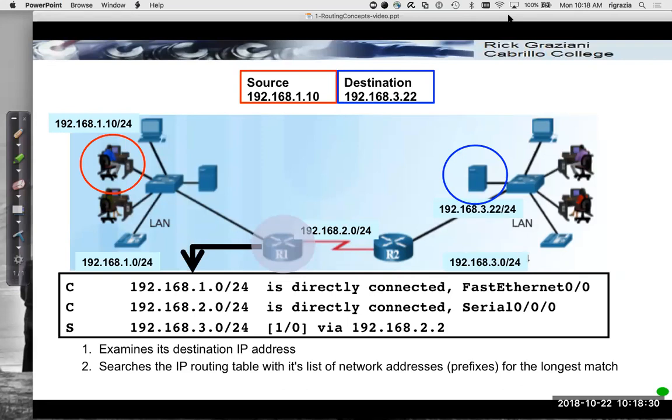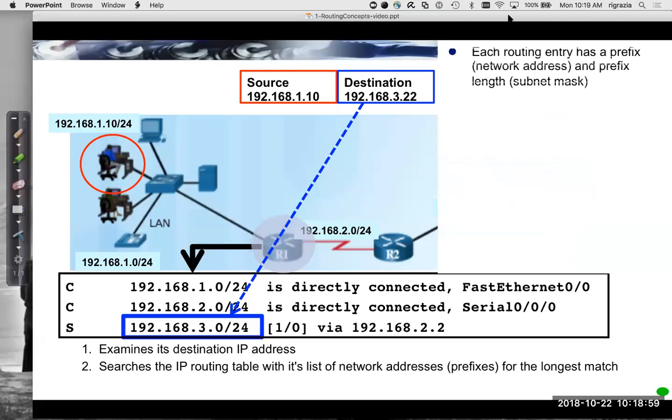An IP routing table has a list of network addresses, also called prefixes. What it's going to search for is what we call the longest match, or the longest prefix match, or longest bit match. So here, for the destination IP address, the longest match in the routing table is this route with 192.168.3.0/24. Let's talk a little bit about what that means.